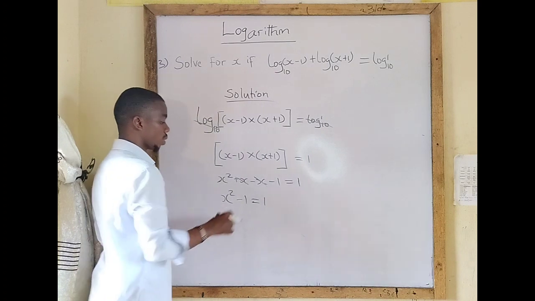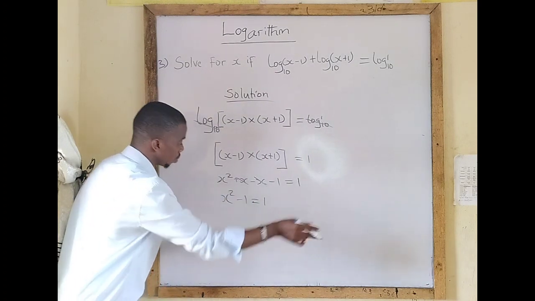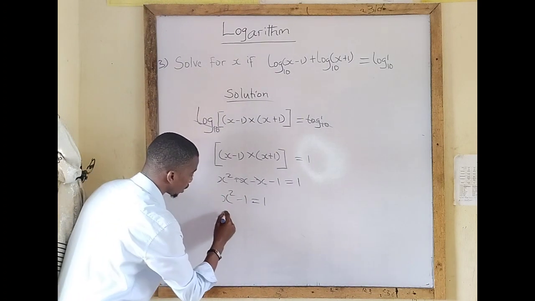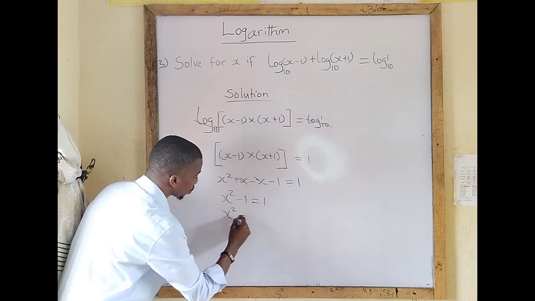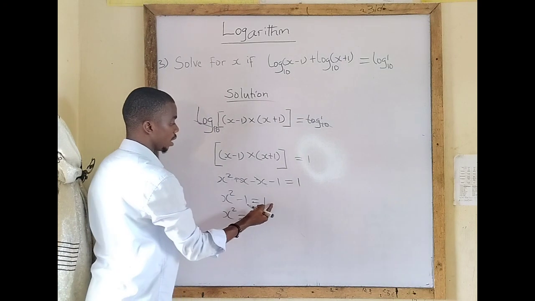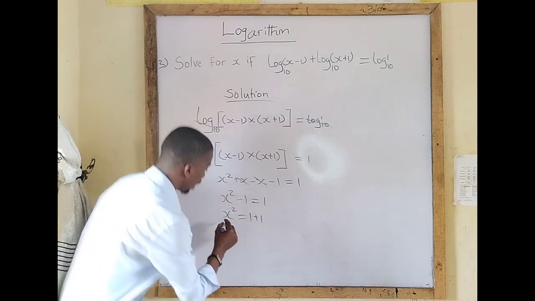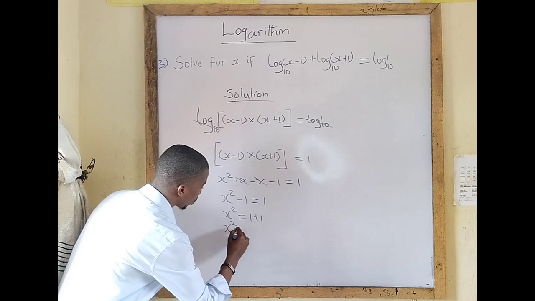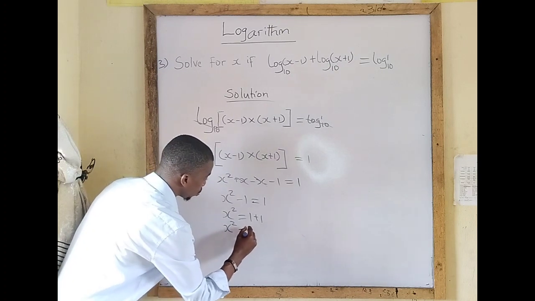So that we collect like terms. This minus 1 crosses over to the other side of the equation. We have x squared is equal to 1 plus 1. It crosses over to here, so we have 1 plus 1, and x squared is equal to 1 plus 1, which is equal to 2.